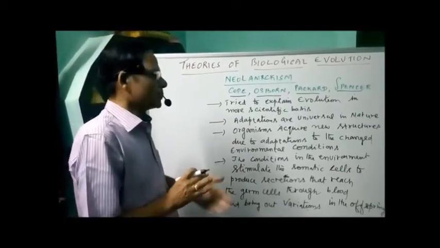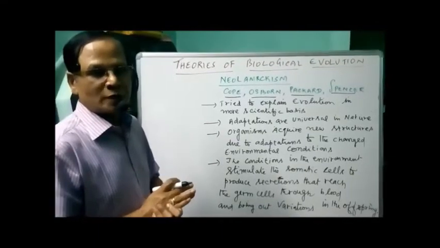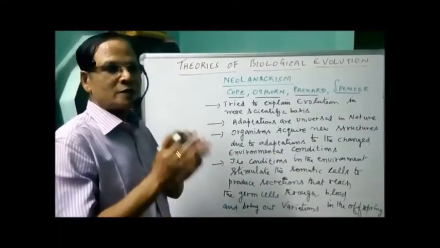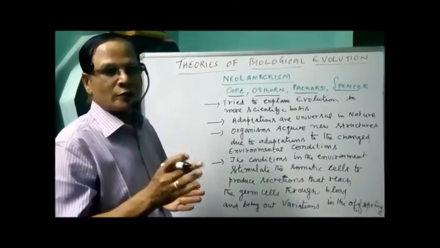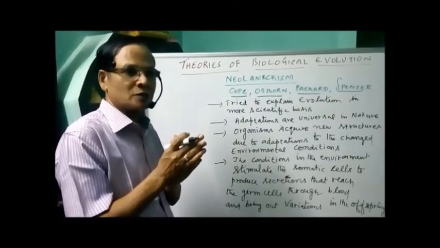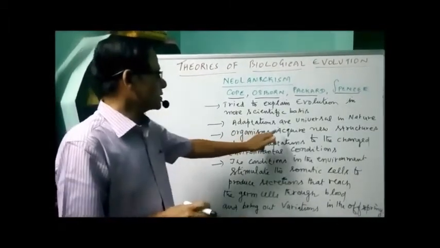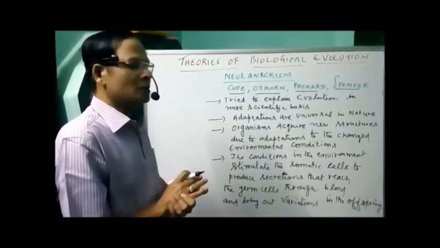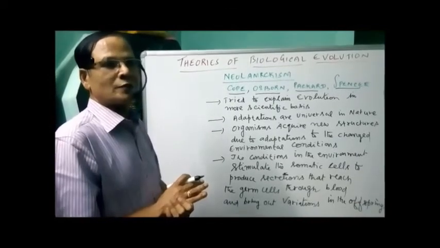Organisms acquire new structures due to adaptations to the change in environmental conditions. When there is a change in the environment, to cope with it, organisms modify their structures to suit the environmental conditions. That's why organisms acquire new structures. What for? Due to adaptations to the change in environmental conditions. Then only they can survive, otherwise they will be eliminated.